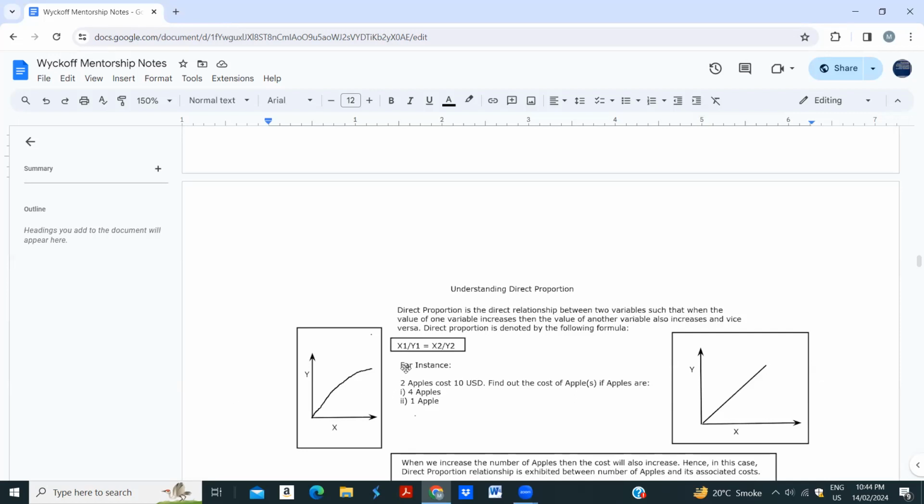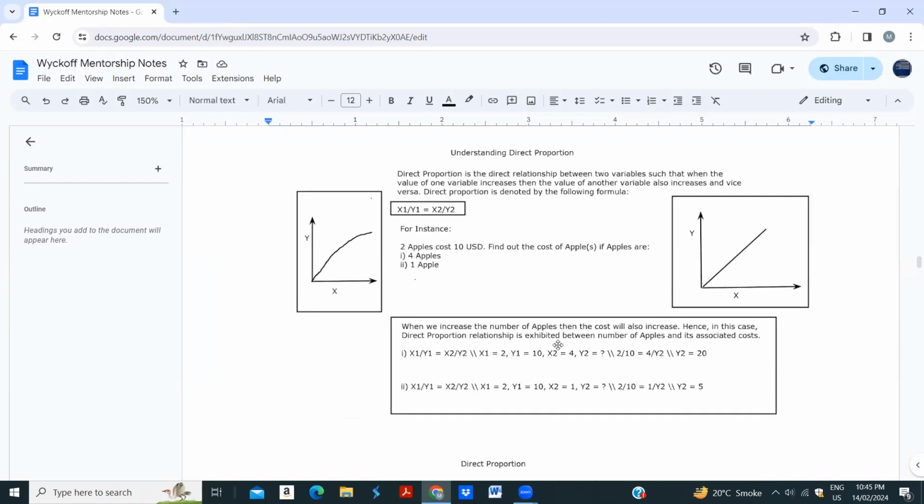Okay, for now I will give an example. For instance, two apples cost $10. Find out the cost of apples if the apples are 4 or if the apple is 1. Now, what does this case scenario show us? This case scenario tells us that the cost of the two apples is $10. Now we have to find the cost of the 4 apples, and we also have to find the cost of the 1 apple. How are we gonna do that?